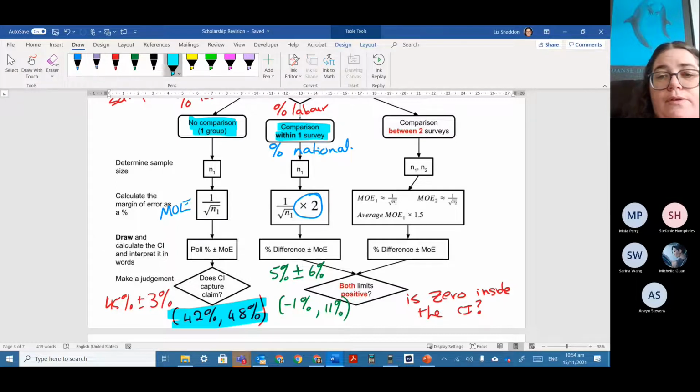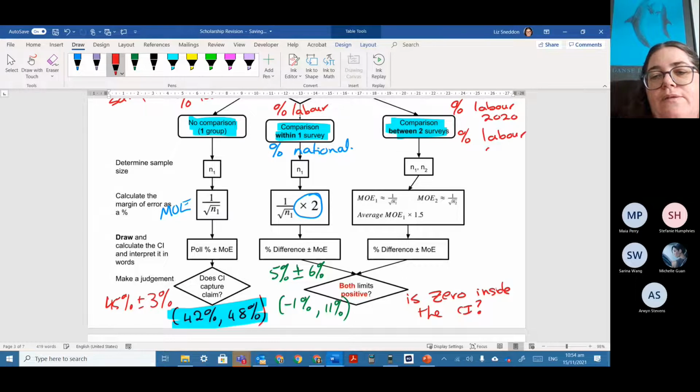Then the third type, comparison between two surveys. So I might want to compare the percentage that voted for Labor in 2020 with the percentage that voted for Labor in 2021. So I'm comparing two different surveys. The first one might have had a sample size of 1,020, and the other one might have had a sample size of 1,300. So I've got two different sample sizes because we sampled different people.